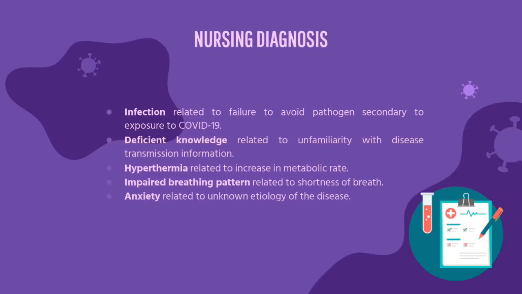Nursing diagnosis. Number 1. Infection related to failure to avoid pathogen secondary to exposure to COVID-19. Number 2. Deficient knowledge related to unfamiliarity with disease transmission information. Number 3. Hyperthermia related to increase in metabolic rate. Number 4. Impaired breathing pattern related to shortness of breath. Number 5. Anxiety related to unknown etiology of the disease.